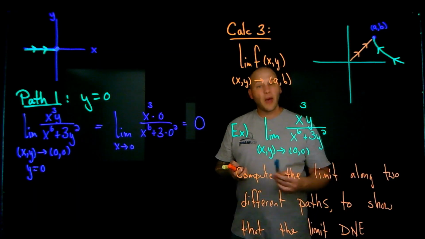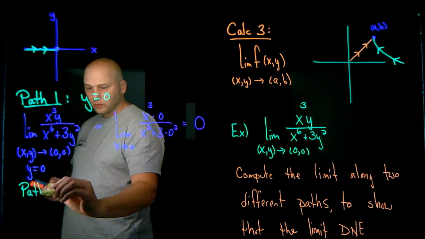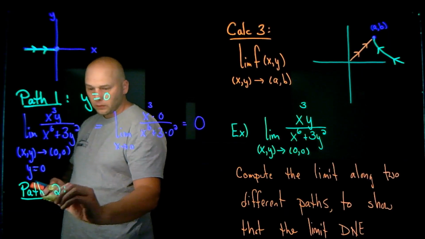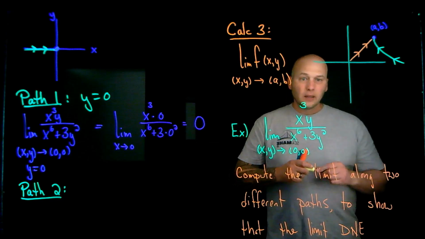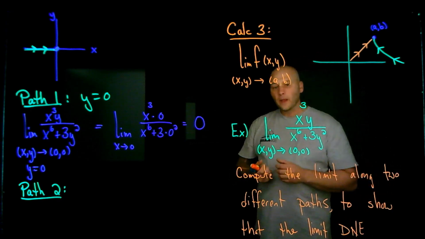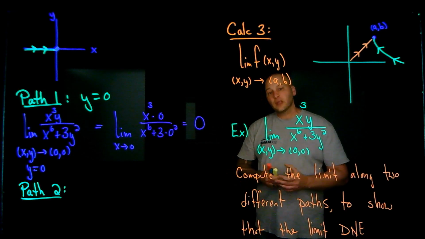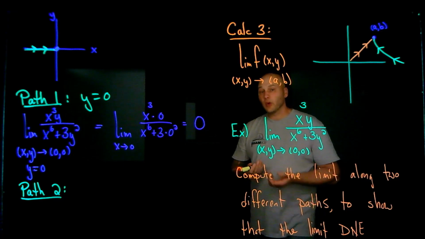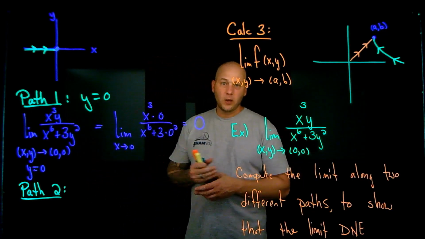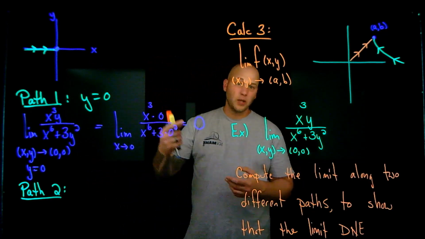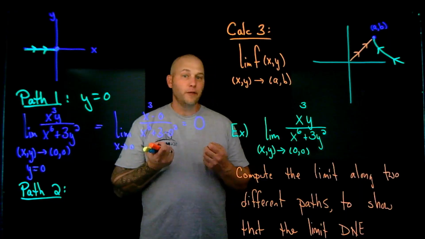Now, let's pick a different path. So path 2. Now, before I tell you what the path is going to be, let's take a look at this expression. Once again, I can't factor it, I can't cancel anything, but now I have this sort of freedom where I can replace y with something. And as long as that y equal to expression, that function, passes through the origin, I've got complete freedom to choose something. So let's choose something convenient.